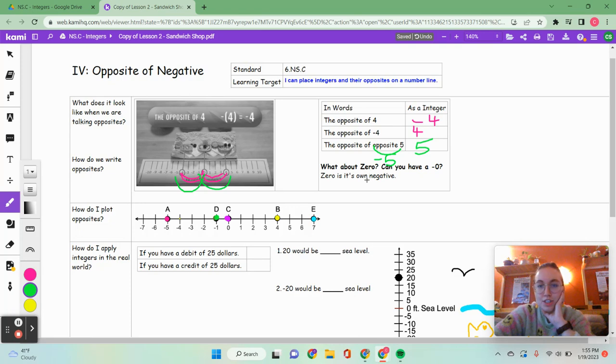So what about 0? We can't have a negative 0 because the opposite of 0 is itself. It's neither positive nor negative.